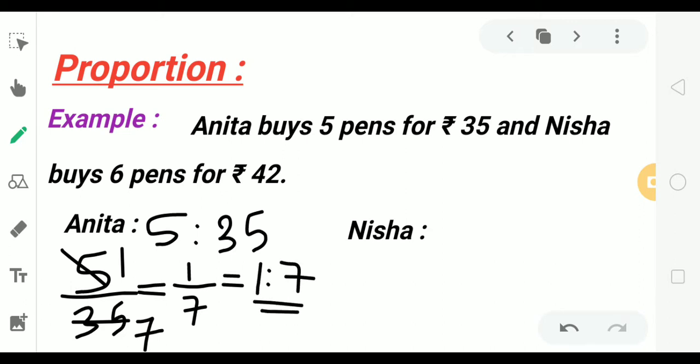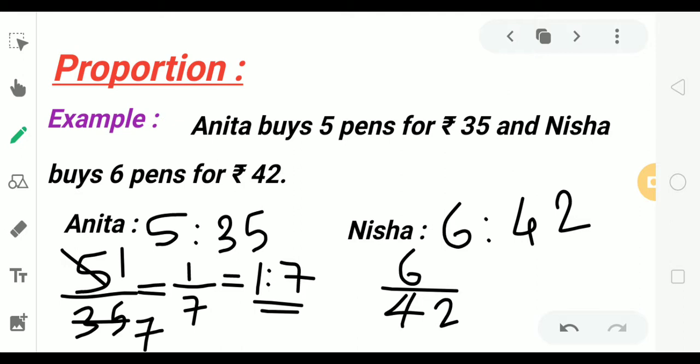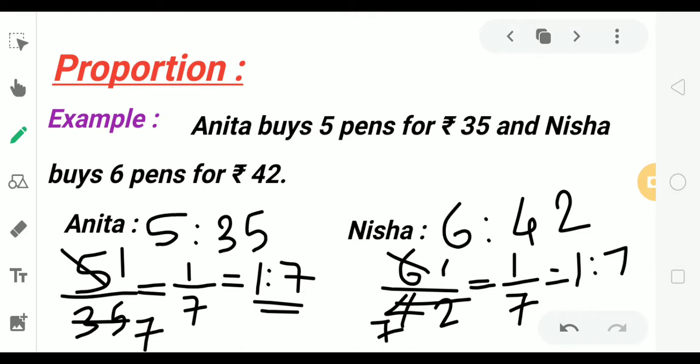And Nisha's ratio is 6 pens to 42. So we write it as 6 is to 42, which is 6 upon 42. Both are divisible by 6. 6 ones are 6, 6 sevens are 42. So we get 1 upon 7, which is 1 is to 7.